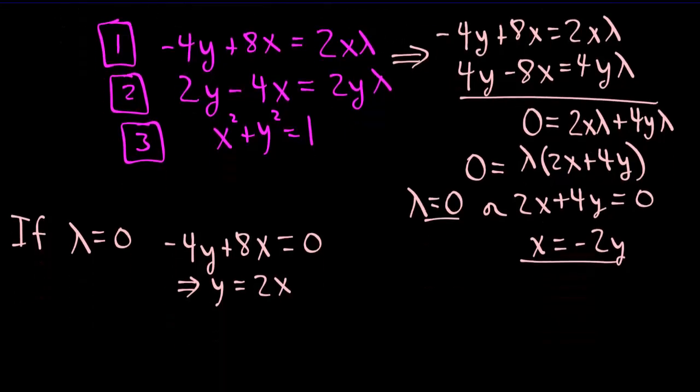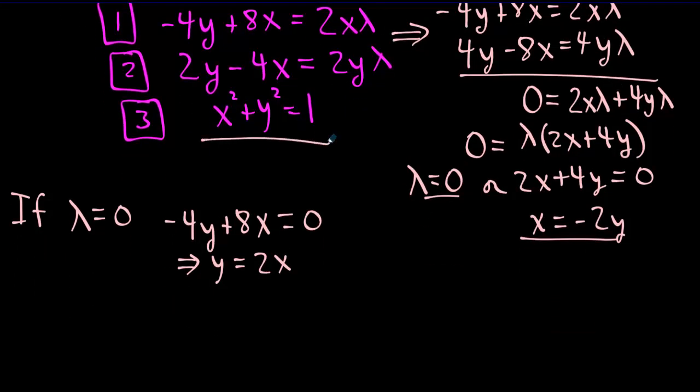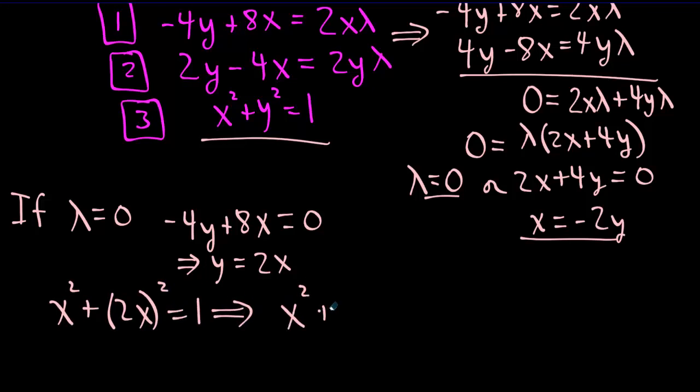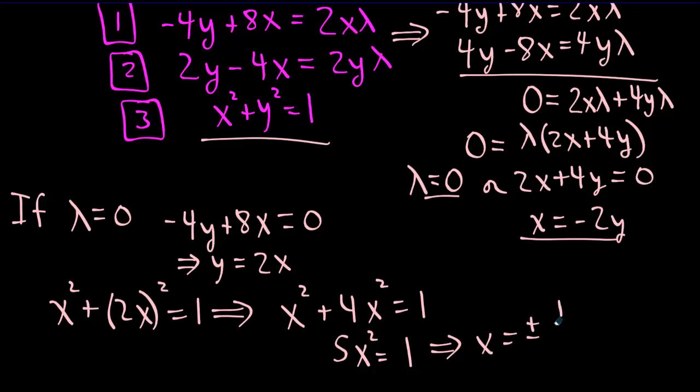Okay, well, let's see what that means, though. Now we've got y equals 2x, so let's go back to our constraint and see what kind of numbers we get. Okay, so we can plug in now. In place of y, I'm going to put 2x. So we've got x squared plus (2x) squared equals 1. That means that x squared plus 4x squared equals 1, and that means that 5x squared equals 1. And that, of course, means that x is equal to plus or minus 1 over the square root of 5.